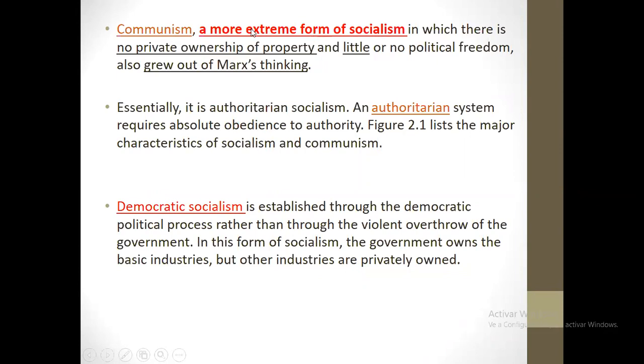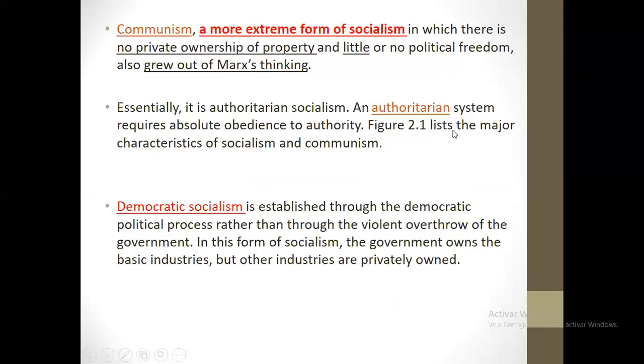This is a stronger, extreme form of socialism in which there is no private ownership of properties and little or no political freedom. Also grew out of Marx's thinking. Todo nace de dónde? Del pensamiento de Karl Marx. Essentially, it is authoritarian socialism. Es un socialismo autoritario. An authoritarian system requires absolute obedience to authority.